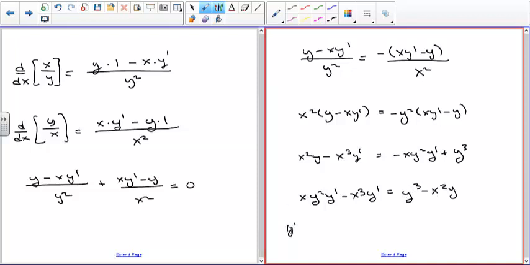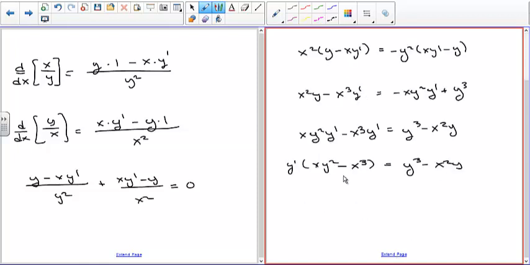Then you factor out the y prime, so you get xy squared minus x cubed. The right hand side remains the same, and then you divide by that term, so you get y prime is equal to y cubed minus x squared y divided by xy squared minus x cubed. And it kind of makes sense here because you've got y cubed, you've got x cubed, you've got xy squared, you've got x squared y, and so that looks pretty decent.